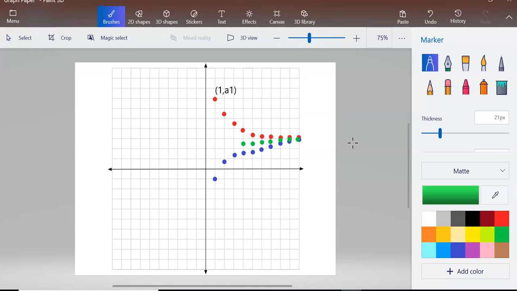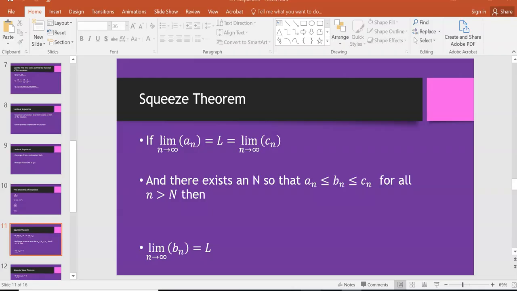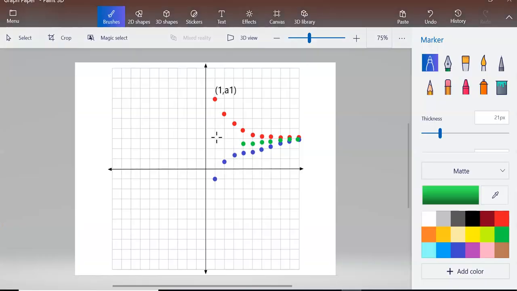All right. And by the way, this is that fancy terminology about there exists an N so that it's in between. What that just means is that we could have started with the first couple of dots being outside of one of the sequences, but after a while, it's always in between. So in this case, after the third dot, it's always in between. So that's the squeeze theorem.